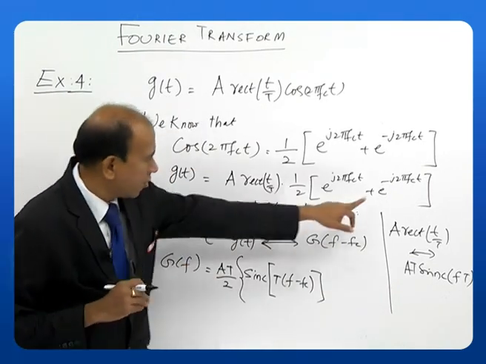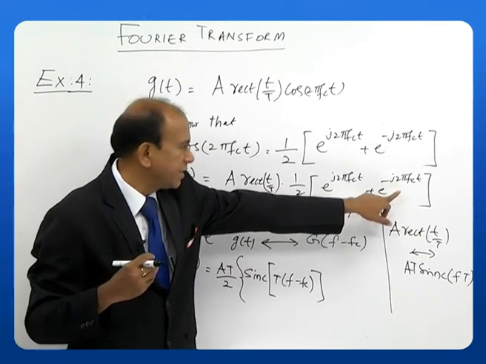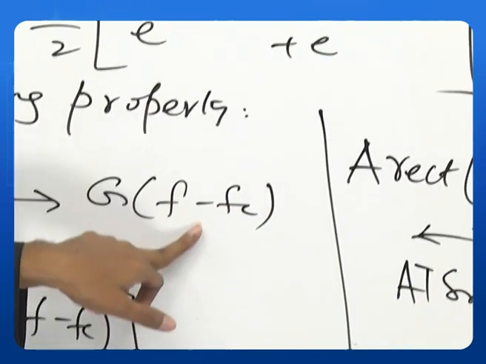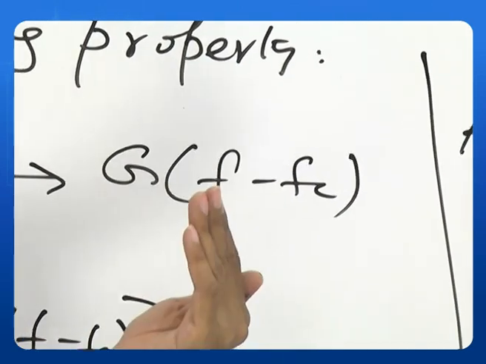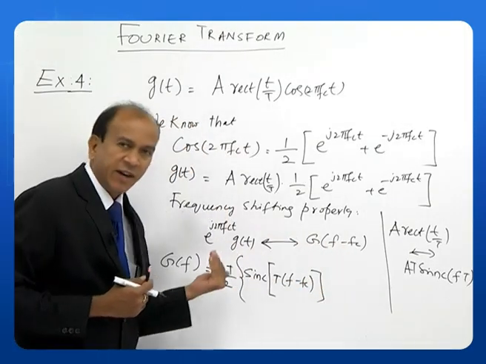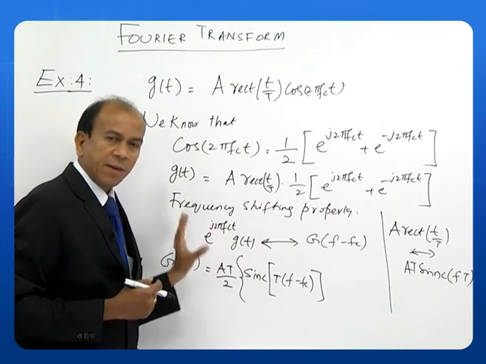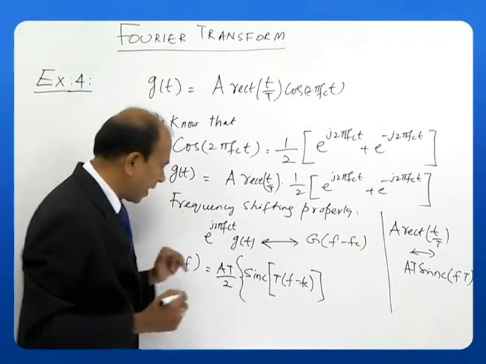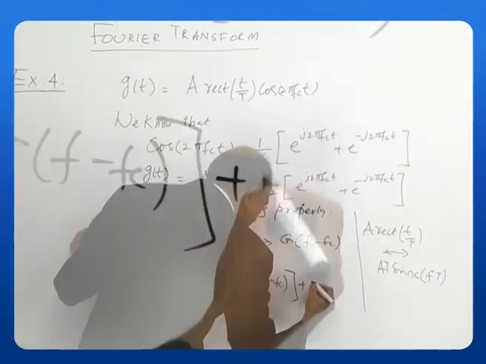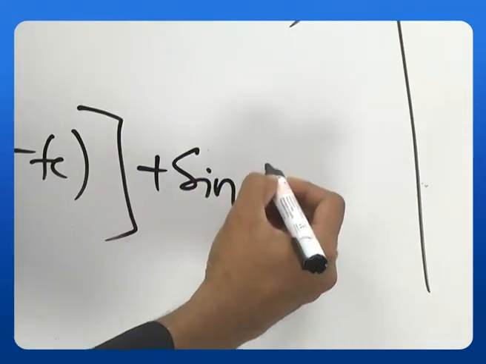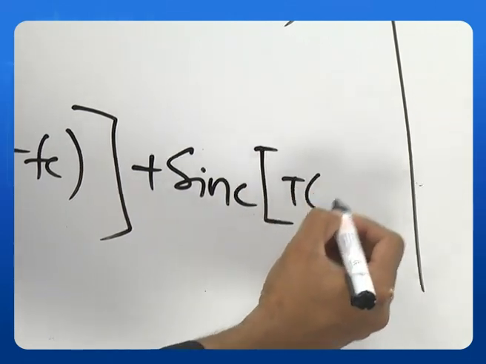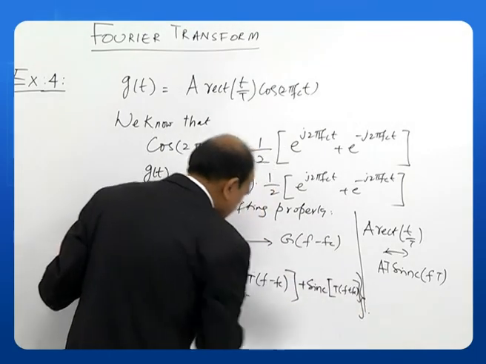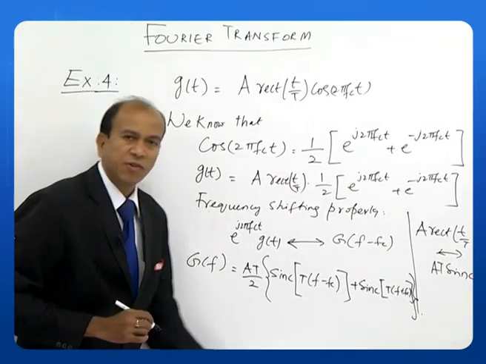Now, what is the second component here? The second component is multiplied by e to the power of minus j 2 pi f_c t. So, this becomes minus f_c, that means if your spectrum is shifted to the left-hand side, then the time domain will be multiplied by e to the power of minus j 2 pi f_c t. So, what will be the answer here? Here it will be sinc of T into (f plus f_c). So, this is our G(f).